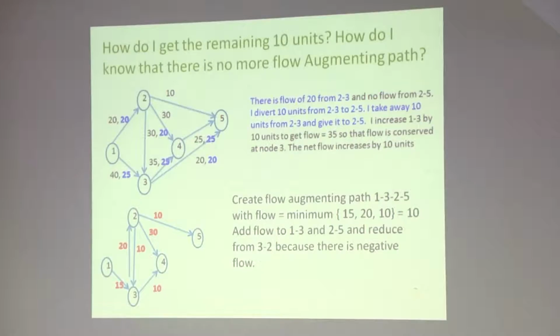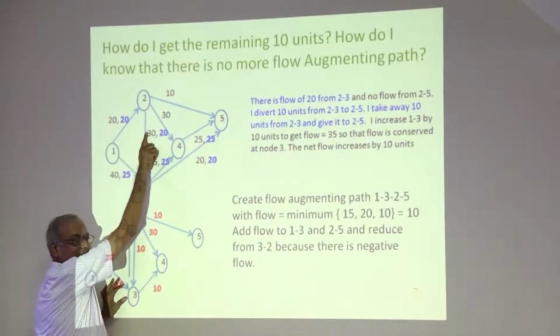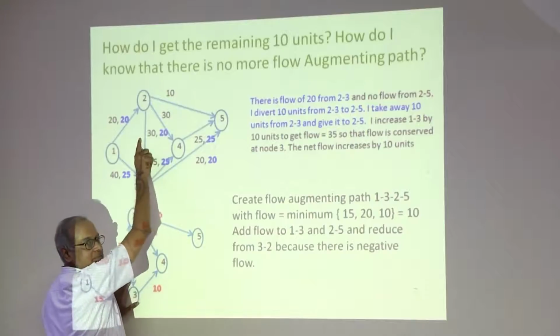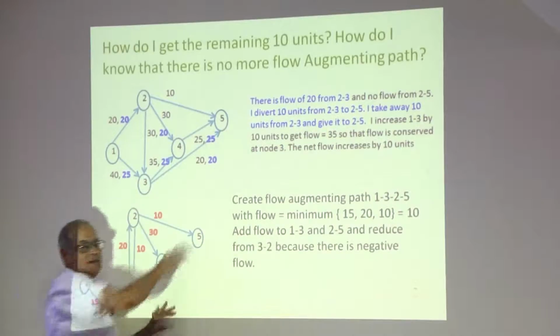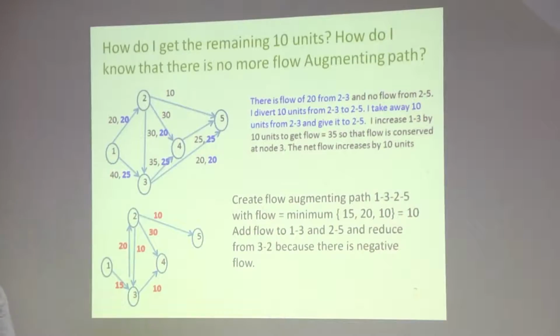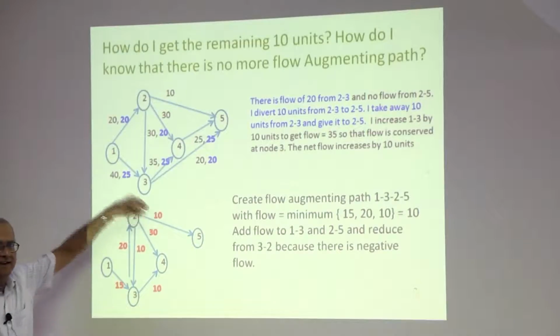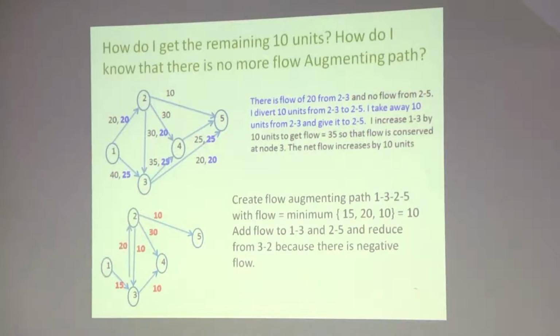So you have to remember this taking away is essentially diverting. So this 20 that is coming here is now diverted as 10 plus 10. So the 10 extra is reaching the destination. How can that 10 reach the destination unless 10 has to come from source? So put a 10 here and augment it. So you get this.